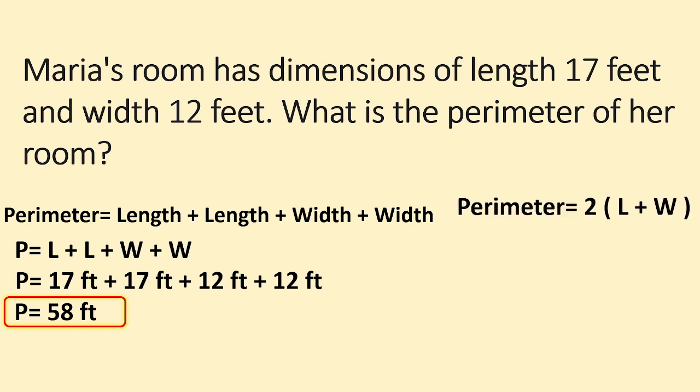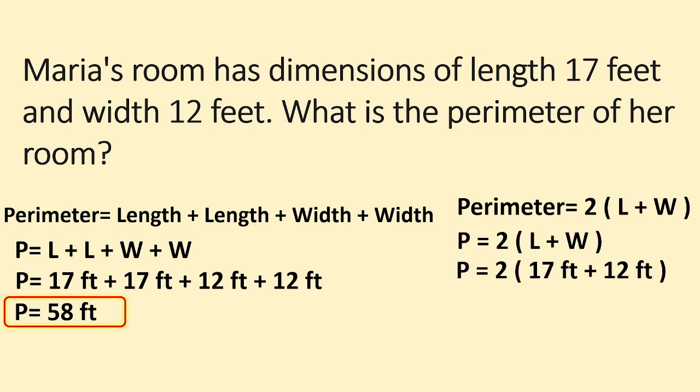Another formula we have here, perimeter equals 2 times (length plus width), or we are going to write P equals 2 times (L plus W). So P equals 2 times the length is 17 feet plus the width is 12 feet. So 17 plus 12 equals 29. So 2 times 29 equals 58. So the answer is 58 feet.